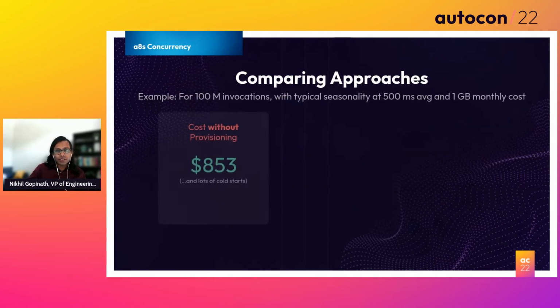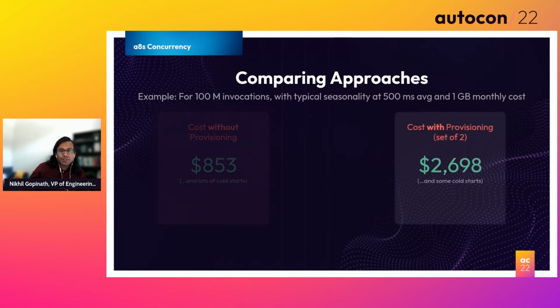So let's look at a typical invocation, right? Let's say 100 million invocations with typical seasonality variation. So it's not steady traffic; there are ups and downs. Let's say the average invocation is 500 milliseconds and you're using 1 gigabyte of configured memory. The monthly cost for something like that at 100 million invocations would be of the order of around $853, give or take, and you would see a significant amount of cold starts given the 100 million invocation number.